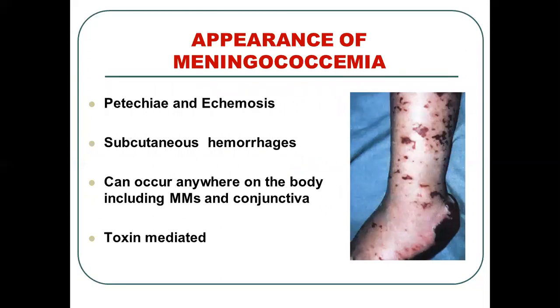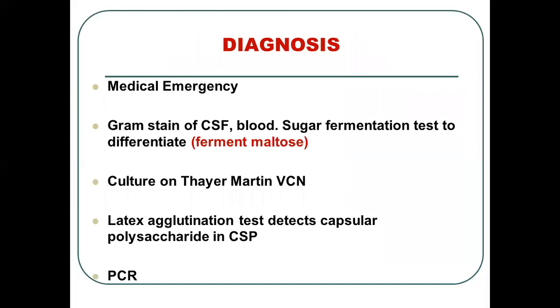Now, how do the lesions of meningococcemia appear? If you look at this slide, we have petechial ecchymoses scattered all around, subcutaneous hemorrhages. They can occur anywhere in the body, including the mucous membranes, the trunk, the limbs, the arms. And this reaction is a toxin-mediated reaction. So a classical picture of meningitis associated with Neisseria meningitidis is petechial hemorrhages or purpura that you see on the legs. This disease is a medical emergency.